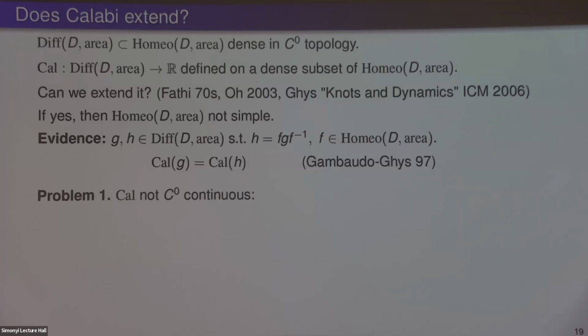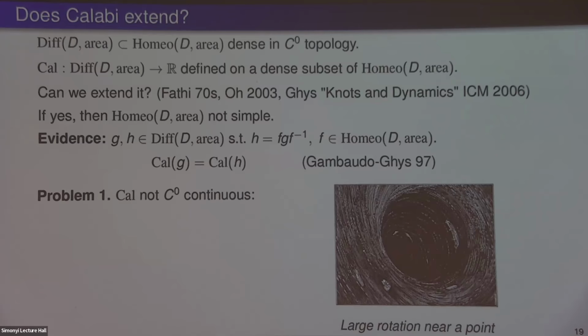But there are some problems. Okay, so let's see what the problems are. If you try to approach it most straightforwardly, which is just take C0 limits and use density, you run into problems because Calabi is not continuous in the C0 topology, and that's not very difficult to see.